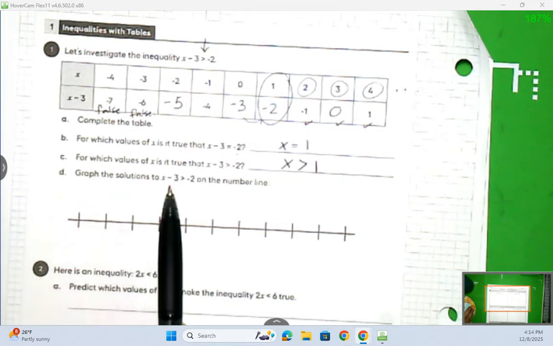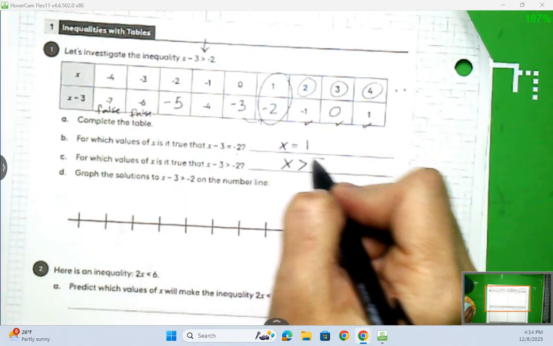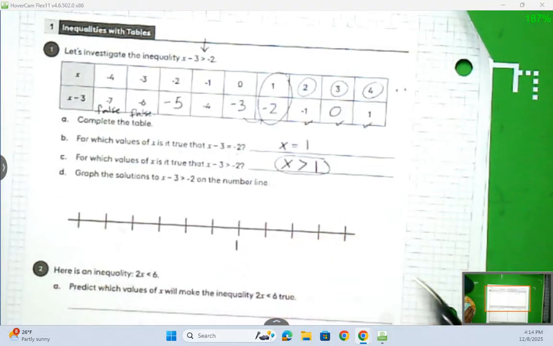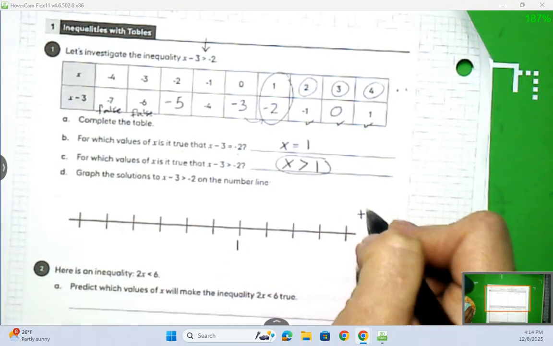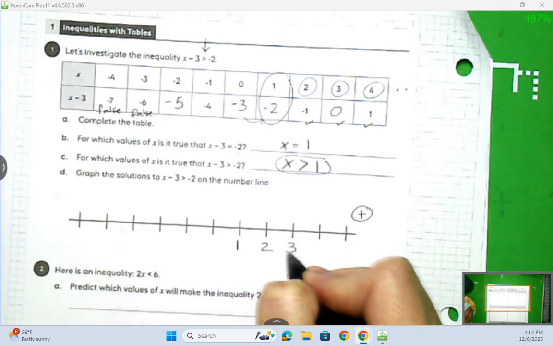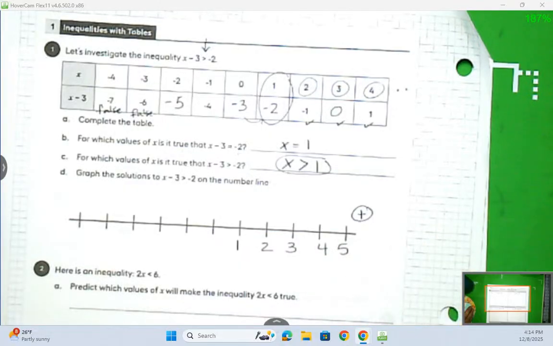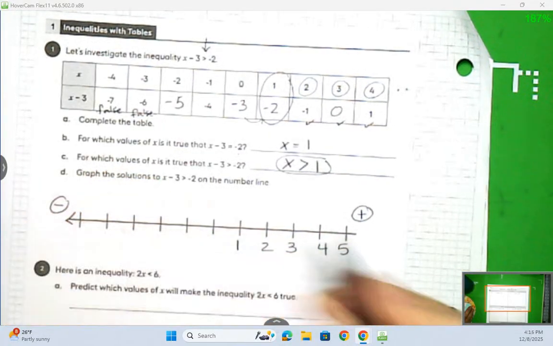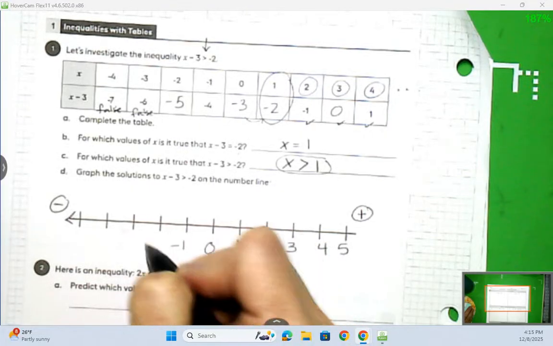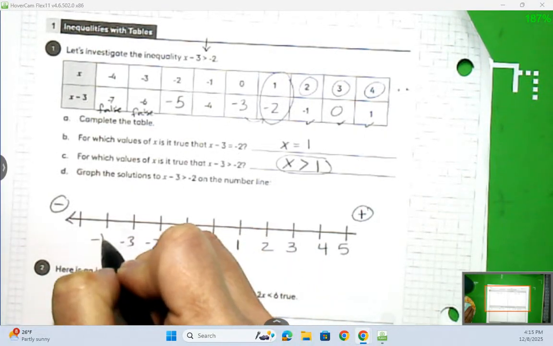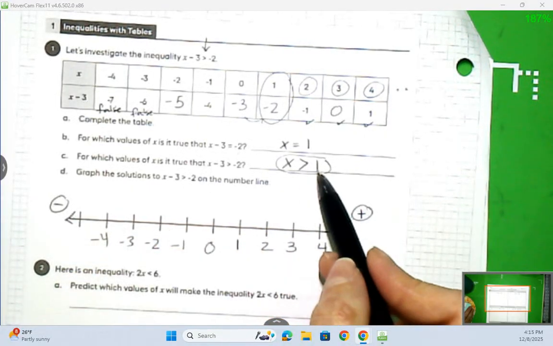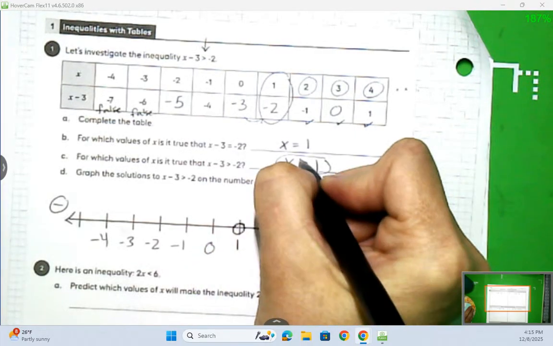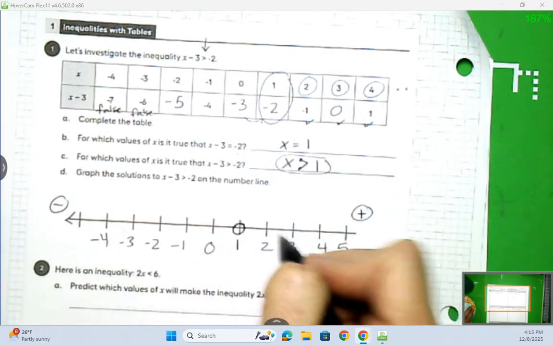Then it says to graph the solution for that. We're basically graphing x is greater than 1. So we're going to put 1 in the center. Going in the positive direction, we add 1 going to the right to set up our number line, and we subtract 1 going to the left in the negative direction: 0, -1, -2, -3, -4. We have an open circle because there's no equal sign at the 1, and x is greater than, so that means we're shading to the right.